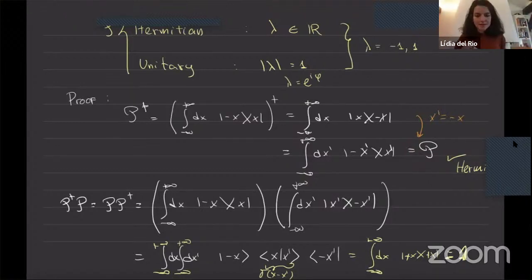So the other thing is to see that it's unitary, which means that P dagger P is the same as P P dagger, which is the identity.